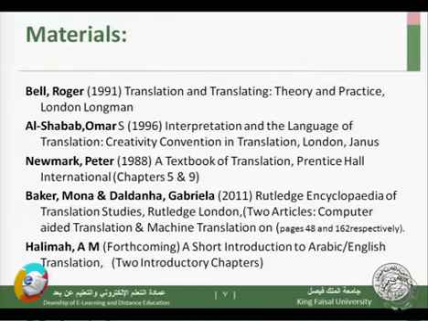The second book is by Al-Shababi Omar, 1996, Interpretation and the Language of Translation: Creativity and Convention in Translation. Peter Newmark is a well-known theorist and practitioner in translation, A Textbook of Translation. But we have selected only 2 chapters, chapter 5 and chapter 9.